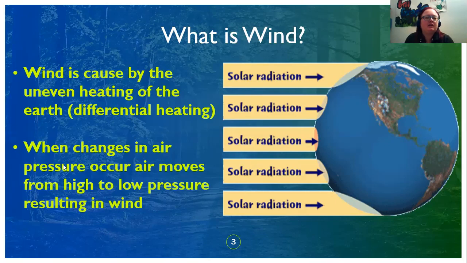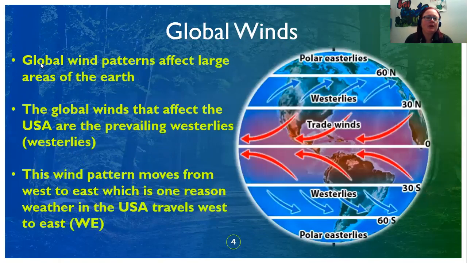When changes in air pressure occur, air moves from high to low pressure, resulting in winds. Global winds. Global wind patterns affect large areas of the earth. The global winds that affect the USA are the prevailing westerlies, otherwise known as the westerlies. This wind pattern moves from west to east, which is one reason weather in the US travels from west to east.